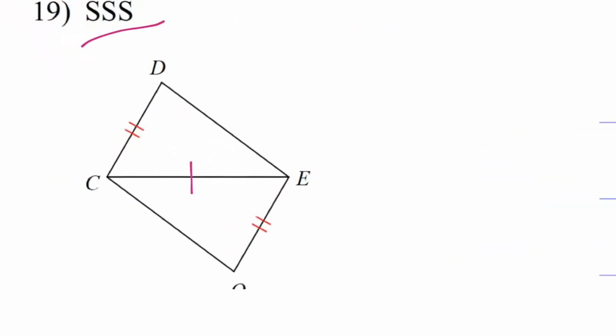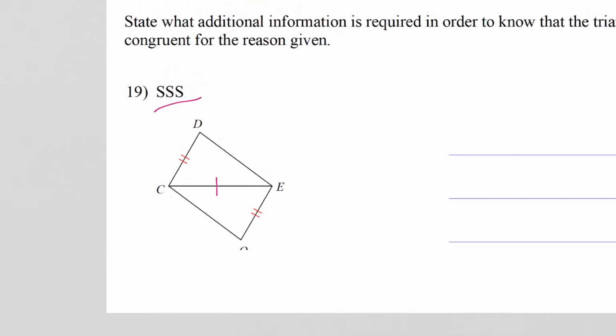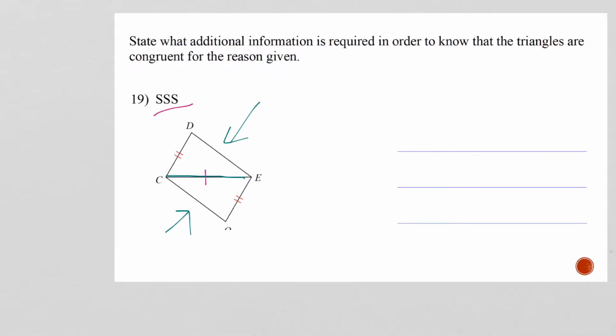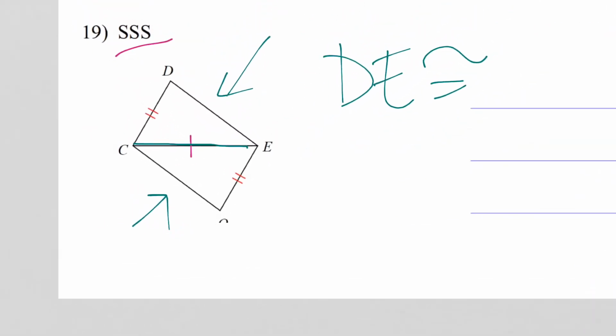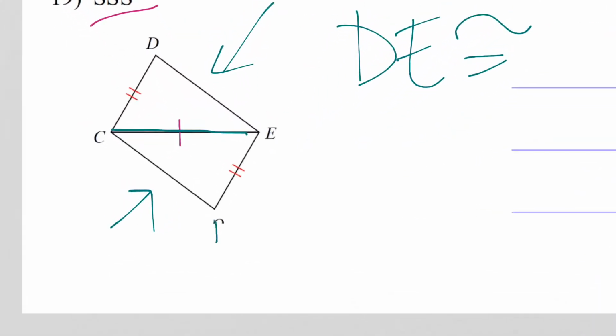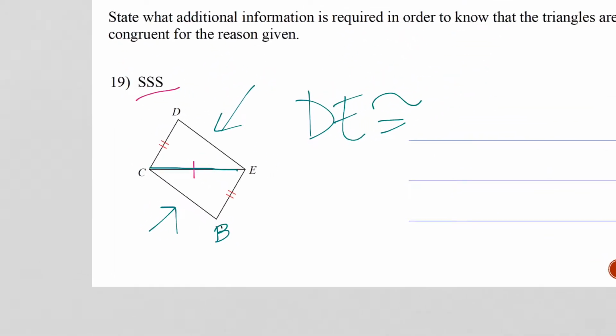Number 19, this one's one of my favorites, side, side, side. We know that CE is congruent to itself because of the reflexive property for both triangles since they're sharing CE. So the only thing else I need is another side. Well, there's only one other side in each triangle. So I know that DE has to be congruent to side, ooh, I didn't name this side. Let's name it B. Sorry, I cut it off. So DE has to be congruent to BC, which means this side here will have to be congruent to this side. So then you have side, side, side.